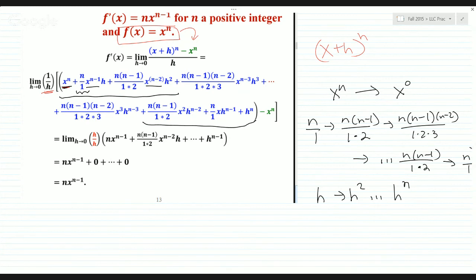And those are the parts of writing all of that. And then in the end, we still have minus x to the n.